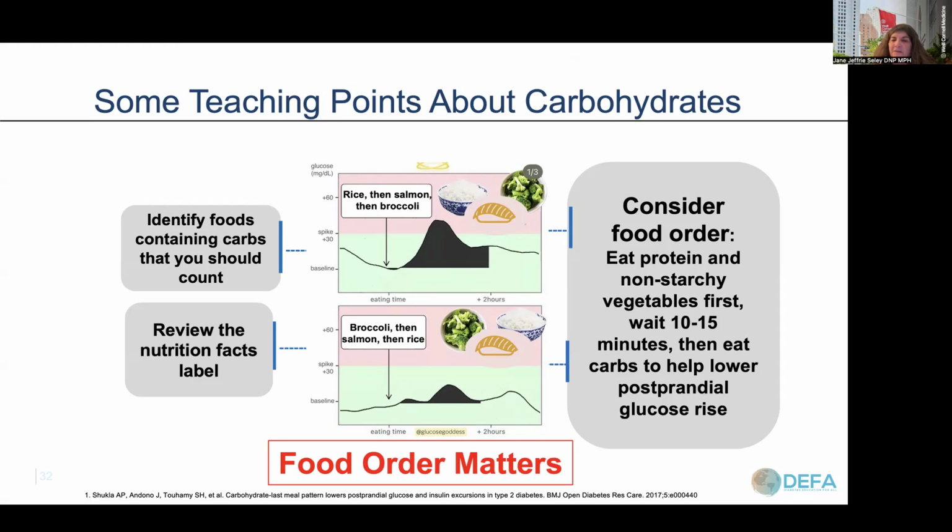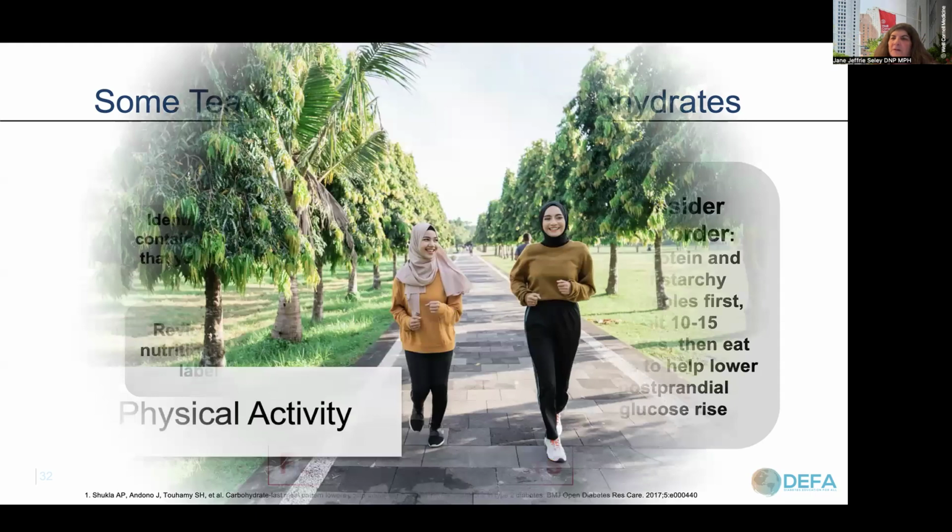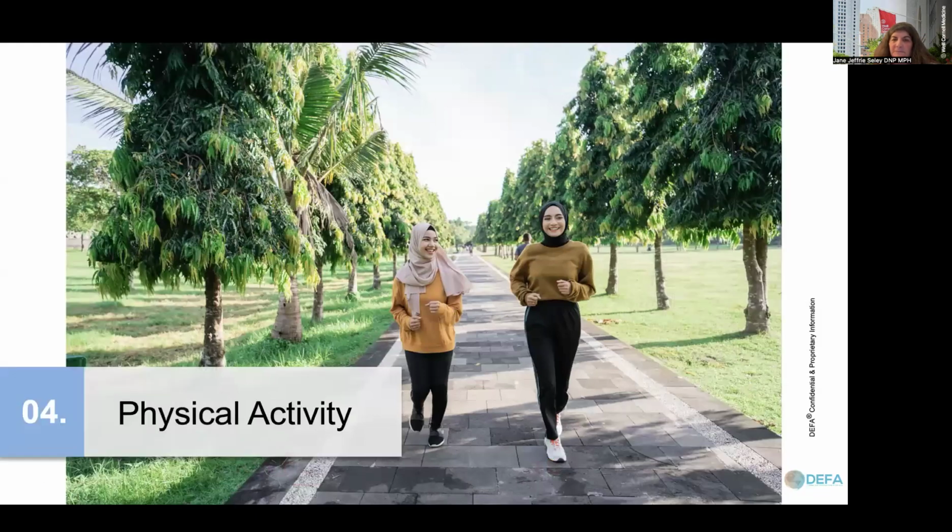Eat your protein and non-starchy vegetables first, wait 10 or 15 minutes, and that will help to lower the postprandial glucose rise. Now we're going to talk about physical activity.